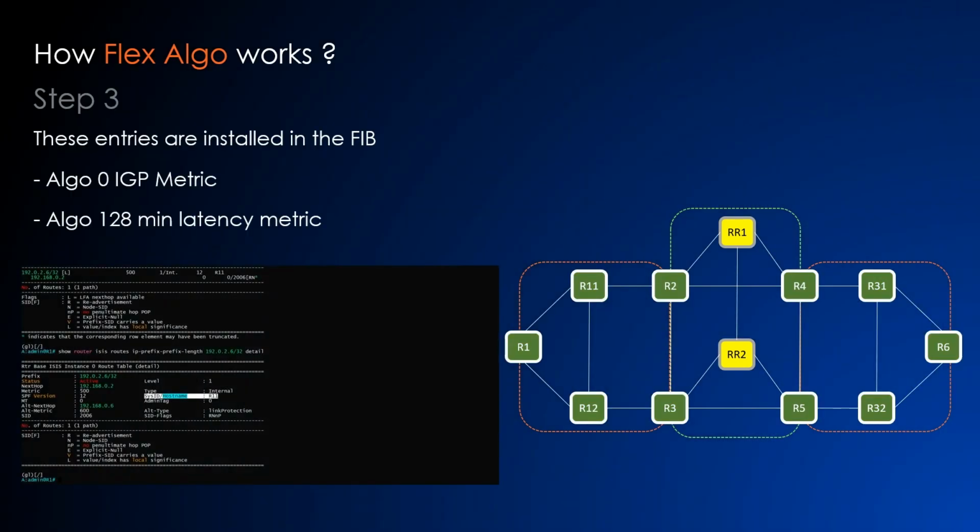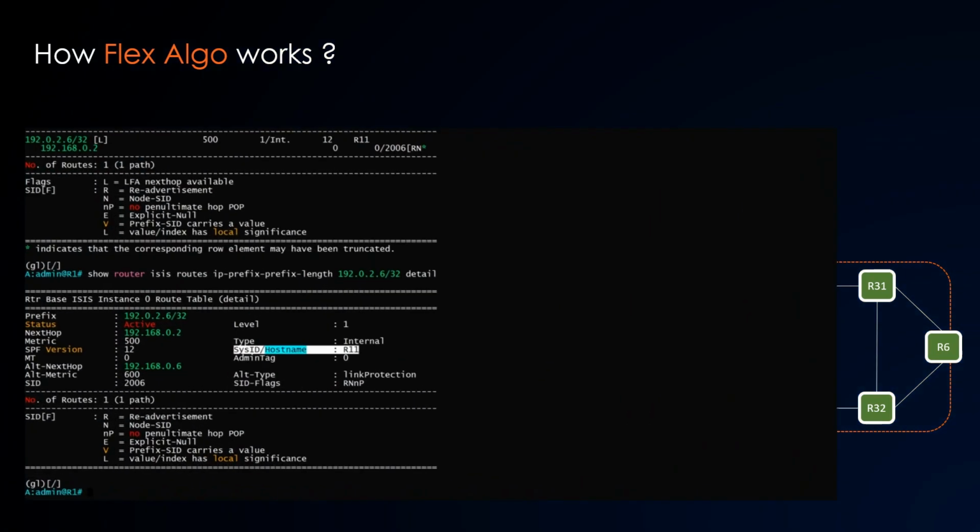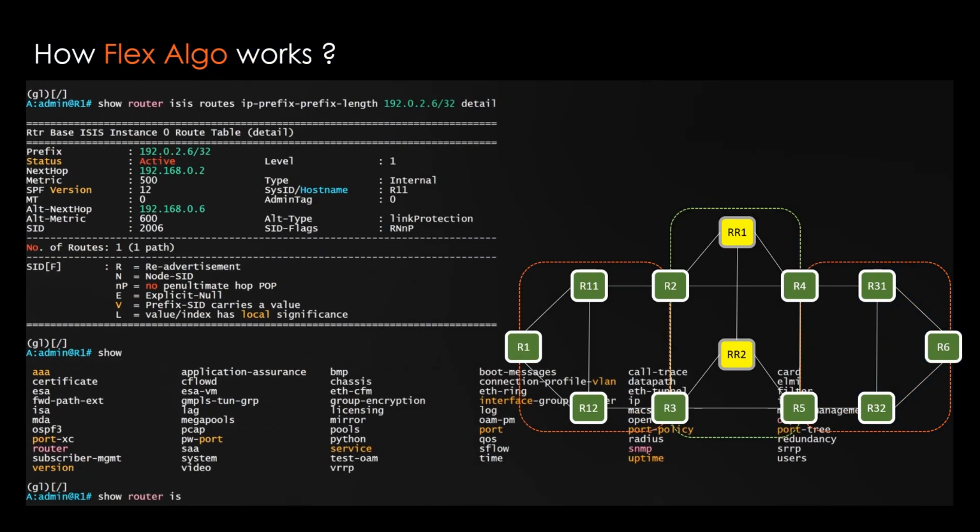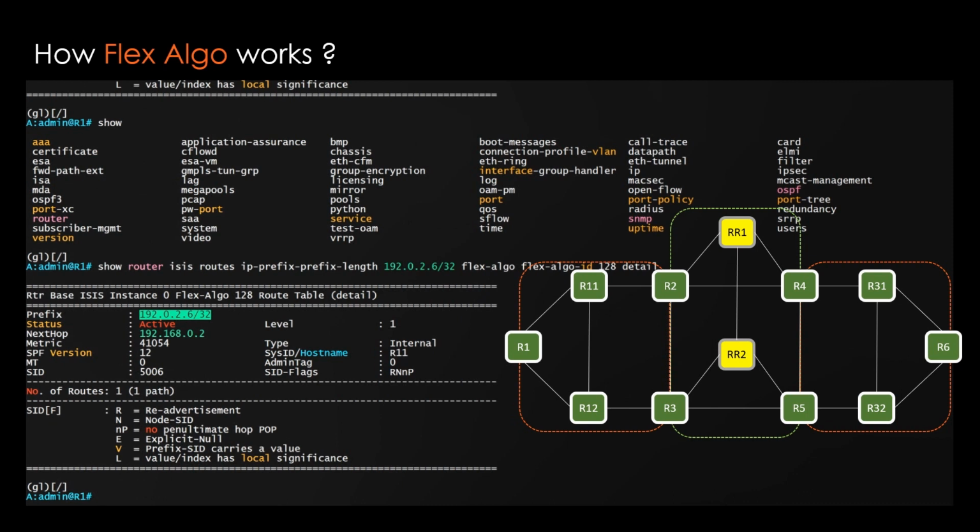Same thing when we check for Algo 128, which calculates minimum latency as the metric. So show router isis routes for the IP prefix 192.0.2.6/32 using the algo detail with 128. It will show that it is using the SID that I configured for Algo 128, which is 5006. So I configured it as 17006, and the 17006 is the 12,000 SRGB base plus 5006, which is 17006.